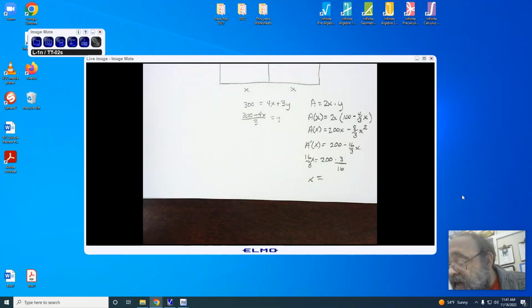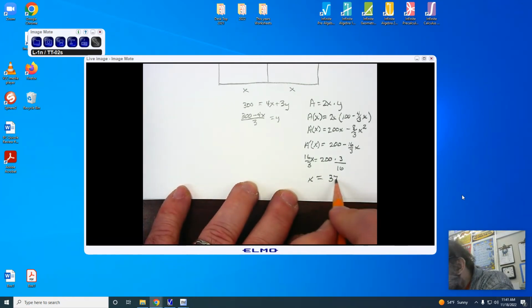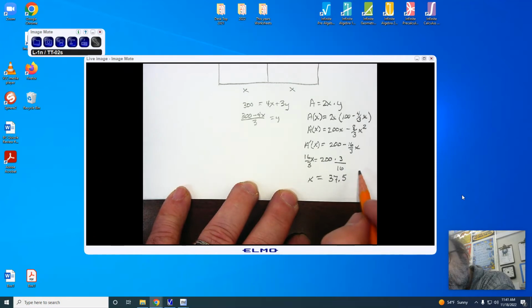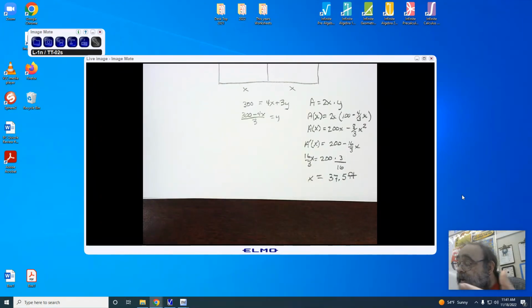Now I happen to have my calculator here, so I'm going to go ahead and use that, and I'm going to take 200 times 3 divided by 16, and I get 37.5 feet. Now this is x, so I still have to figure out what y is.